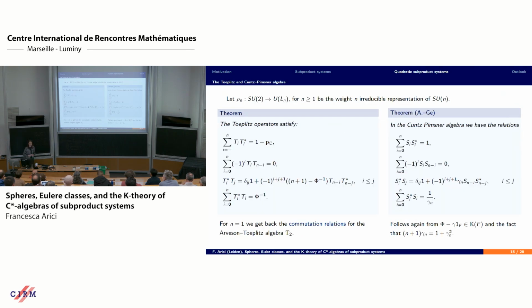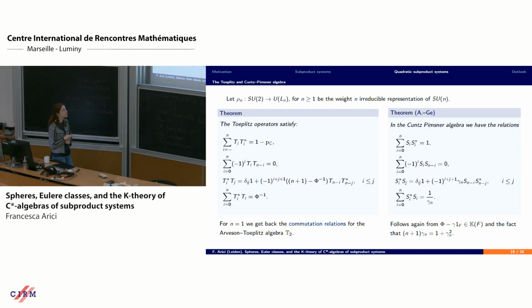So you can write down, and this slide is very full, and I don't need you to grasp everything, but then you can write down the commutation relations that the operators in your Toeplitz and your Cuntz-Pimsner algebra satisfy. The first one is the usual one, so the fact that it's a row construction, so it's 1 minus the projection. The second one comes from this polynomial that I gave you before.